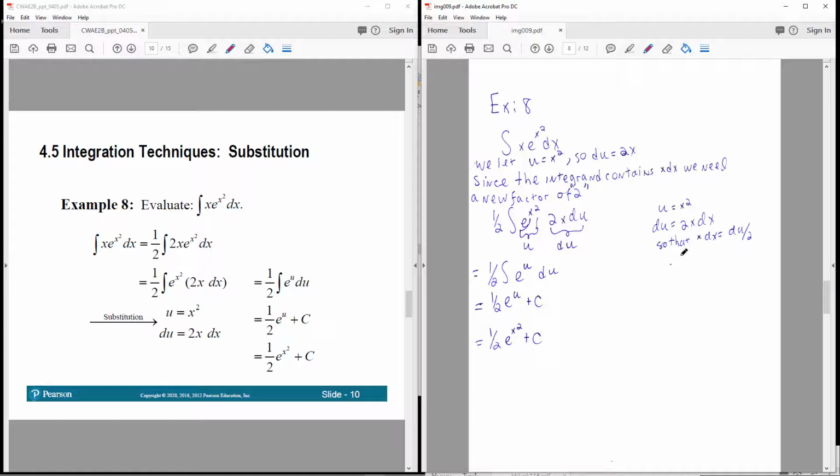So what the integrand contains is x dx. I need a new factor of 2. So what I end up doing is multiplying a 2, and I compensate by multiplying by 1/2 on the outside. So it balances out. Now I have my u du there. So when I look at it again, I have 1/2 the integral of e to the u du. Then I integrate it, I have 1/2 of e to the u. Then I replace it.